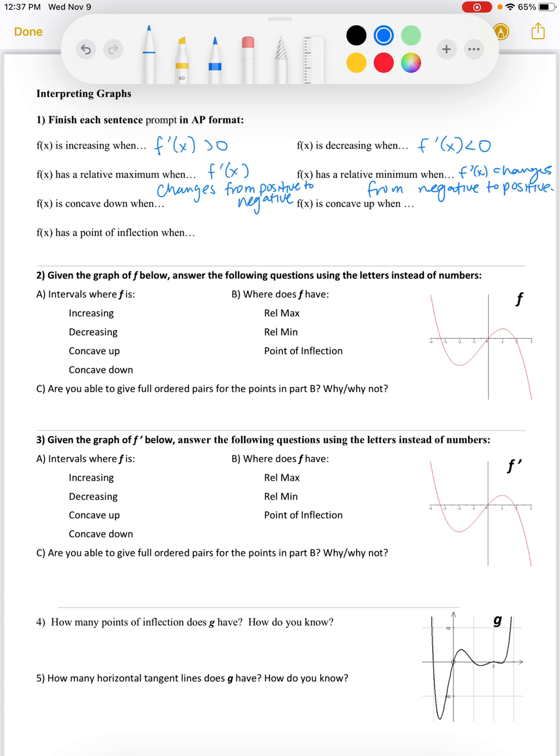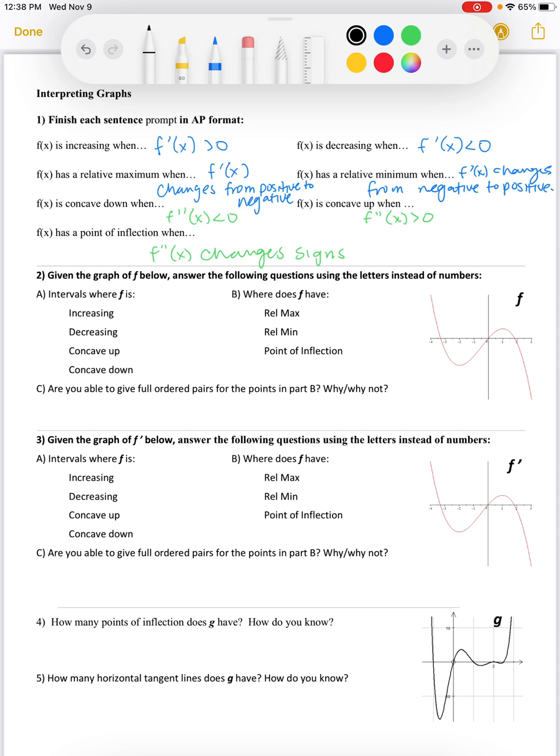Now, when it's concave down, that's going to be looking at our second derivative. So concave down when our second derivative of x is less than 0. Concave up when our second derivative of x is greater than 0. And we have a point of inflection when our second derivative of x changes signs. It must change. If it is just equal to 0, that is not enough. It has to look at those pieces and change signs.